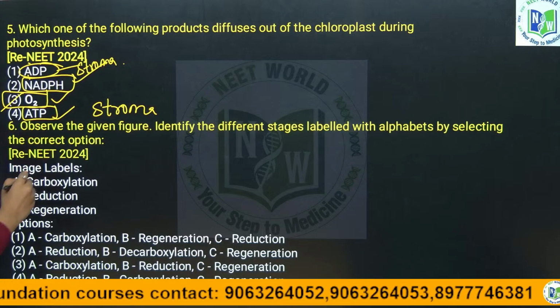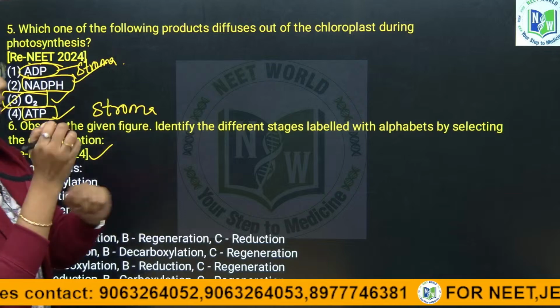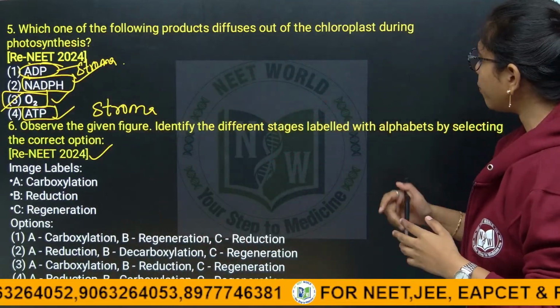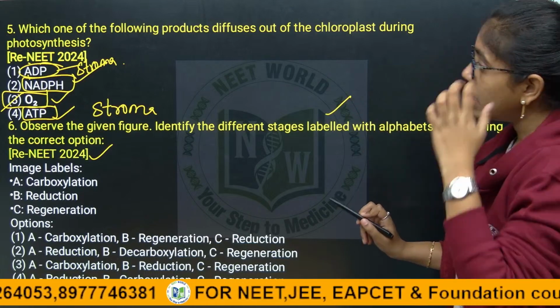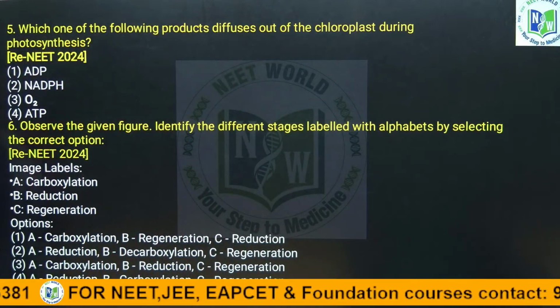Next, the sixth question, which also appeared in NEET 2024, asks: observe the figure and identify the different stages labeled in the alphabets by selecting. This is the image based question. The question is over here.